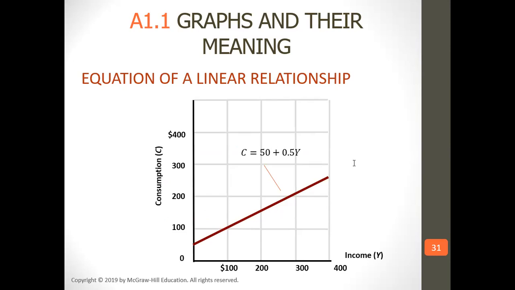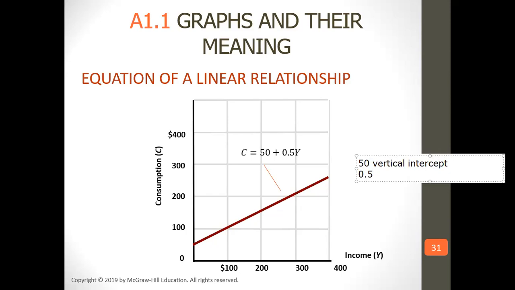0.5. Oh, that's the slope. What's the vertical intercept? 50. Great, 50. That's great. Good job. So then 0.5 is the slope. Yeah. Great job. Excellent. Thank you.